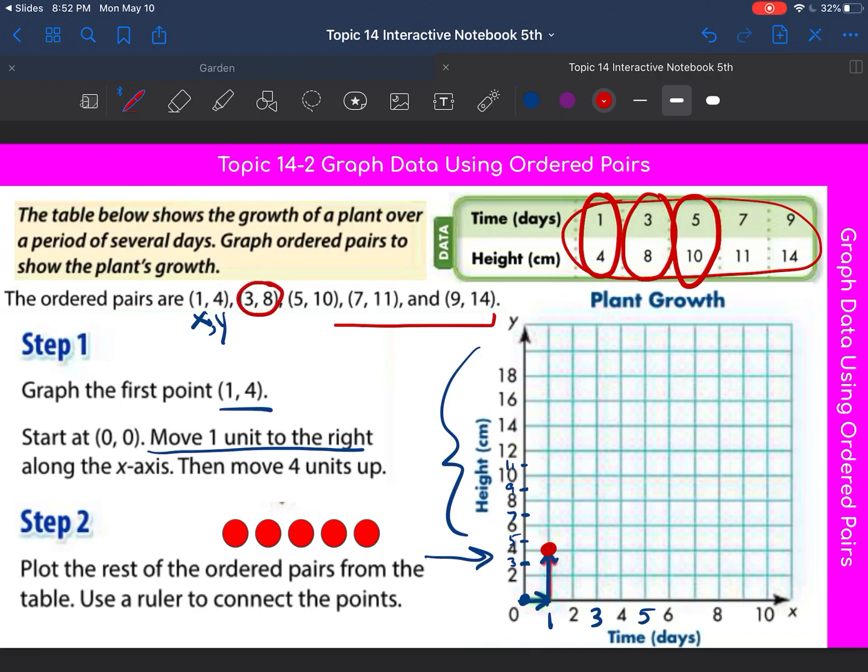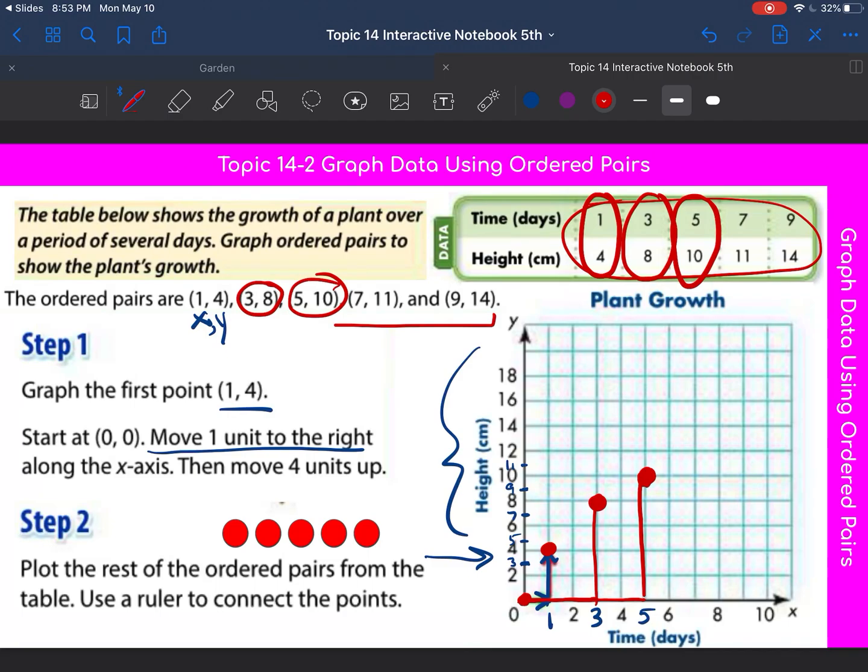So (3, 8), we start at the origin. We go over 3, which is right here. And then we go up how many? We go up 8. And that is where (3, 8) is. And the next one we have is (5, 10). Again, we always start at the origin, (0, 0). We go over 5, up 10. And it's right there.